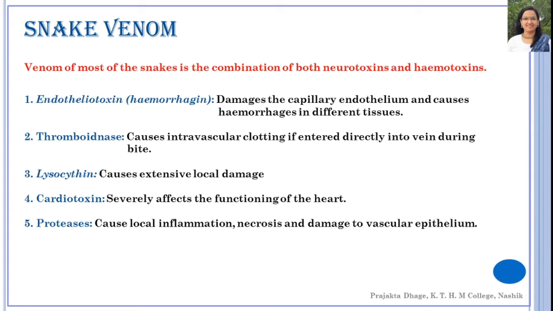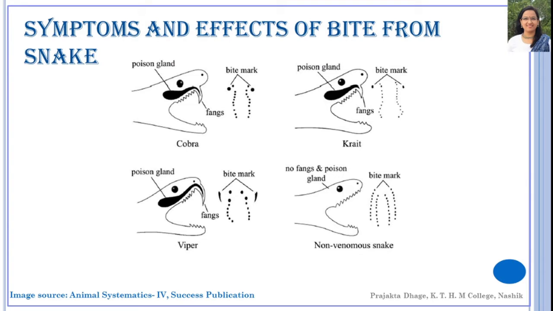So, this was all about the snake venom. Let's move on towards the next part, which is symptoms and effects of snake bite. Here you can see the images and the bite marks. When a cobra bites, the bite marks or the teeth marks are going to be like this. These two are the fangs. Now, the bite mark of a krait is like this. These dark ones are of the fang. Here, if it is a viper bite, then you are going to have the bite marks like this, and if there is no fang seen, then the snake is a venomous snake.